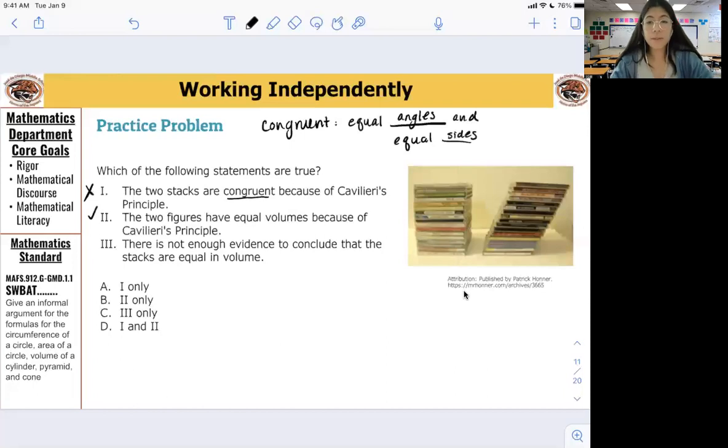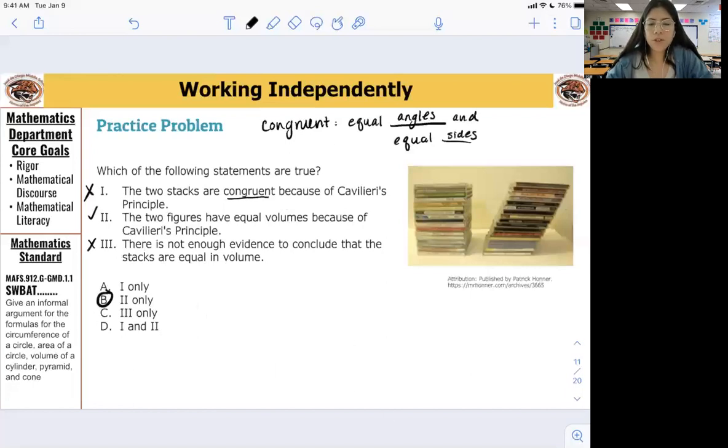And that's something that we have to be very careful about, because it's very easy to make that mistake. Congruent means that they have to be 100% the same, 100% the same in every way. And these are two different shapes. They might have the same volume, but they're different shapes, so they are not congruent. And then finally for number 3, we do have enough evidence. We know about Cavalieri's principle, so B was the correct response.